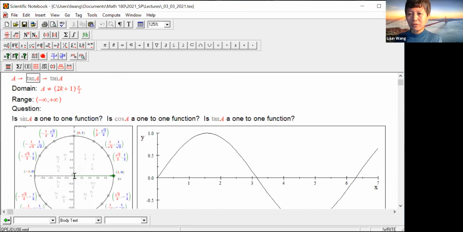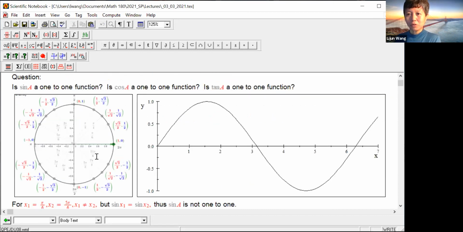Right? So now you know how to use this unit circle. You see this unit circle, been using it for 3 days at least, and every time we discover something new. This illustrates sine is not 1 to 1. Now let's look at this one. How do we use this picture to illustrate sine is not 1 to 1? So what I'm going to do, I'm going to draw a horizontal line.